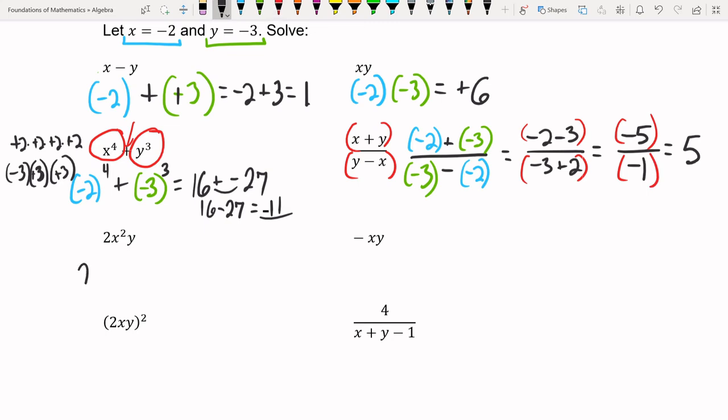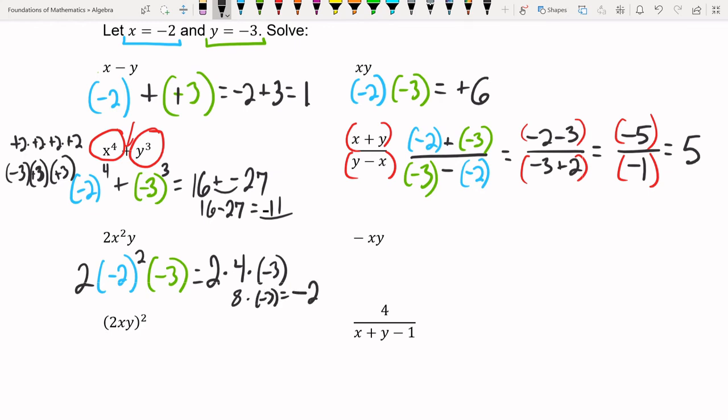Okay, for this next one, we have a bunch of multiplication happening, but we also have an exponent in there. X is being squared. So we have 2 times x squared times y. So first off in PEMDAS, we have to do the exponents. So -2 squared, -2 times -2 is +4. Two times 4 is 8. And 8 times -3 is -24.